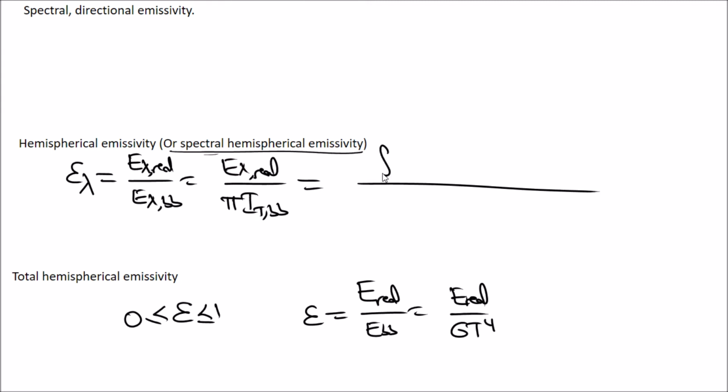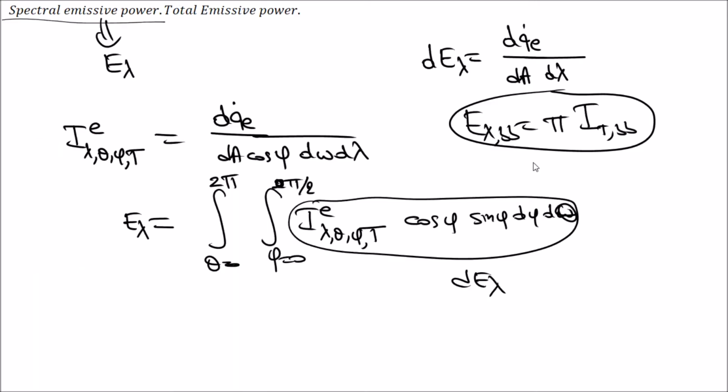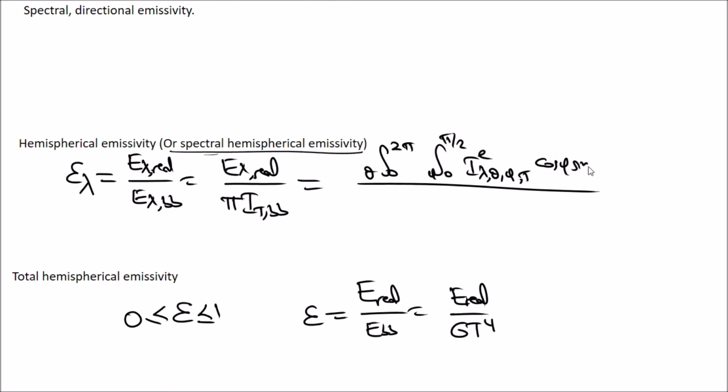You integrate from 0 to 2 pi for theta, and for phi we integrate from 0 to pi by 2. It will be I, which is a function of lambda, theta, phi, and the temperature, which is emitted, times cosine phi sine phi, d phi d theta. Okay, divided by the similar thing for the black body, which is simply pi I of the temperature for the black body. That is the hemispherical emissivity, or spectral hemispherical emissivity. It depends on the lambda.